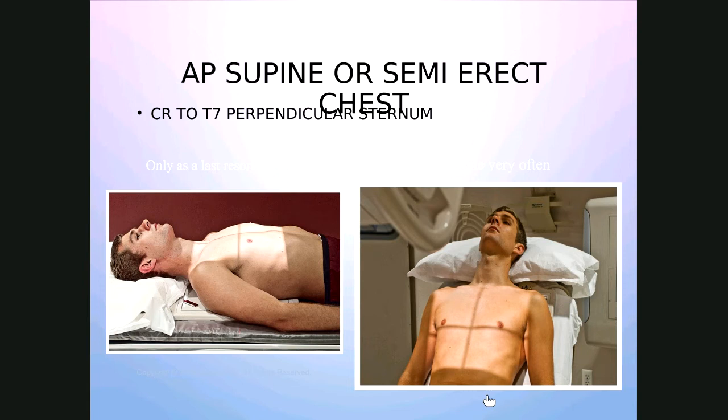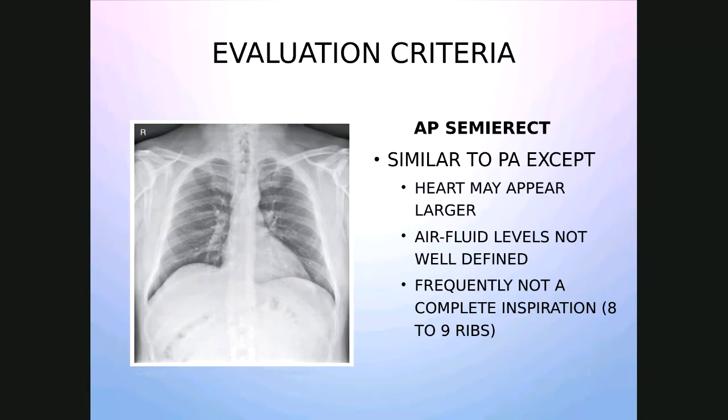You're going to have the patient take in a deep breath, then he'll blow that breath all out. He'll take in a second deep breath and hold it. And on that second deep breath, when he holds it, that's when you make the exposure. When that image comes out, this is evaluating an AP semi-erect chest, and they tell you that it's very similar to the PA chest, except that the heart may appear larger because it's AP versus PA.